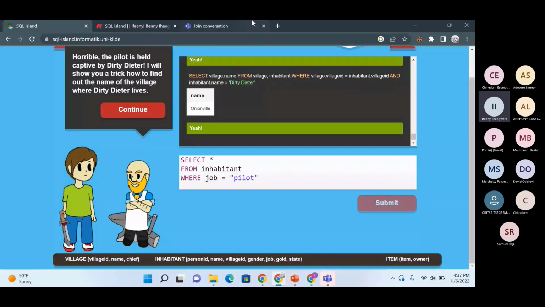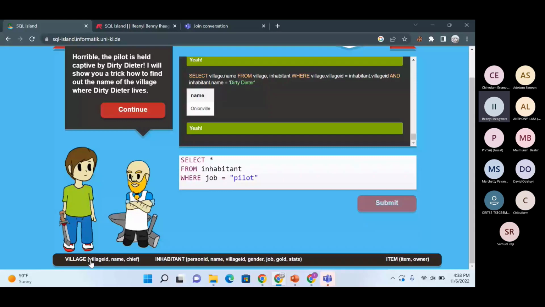So the two tables are joined because the name of the village is not found in the inhabitants table, but the name of the village is found in the village table. So we need to use an SQL join to join the two tables. You join them on the village.id: the id column in the village table and the village.id column in the inhabitants table.